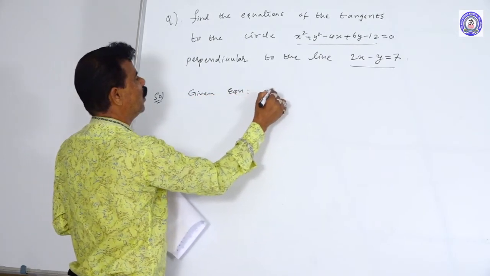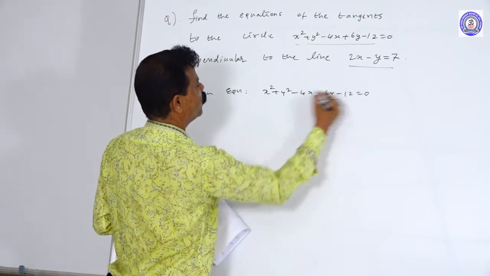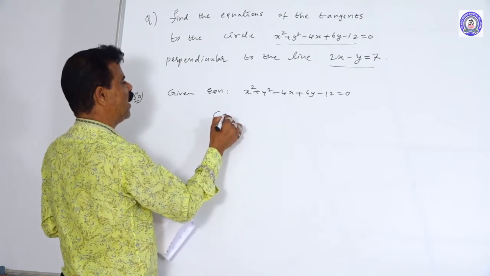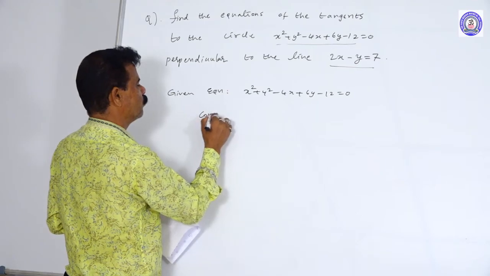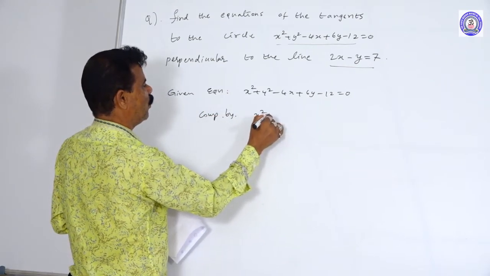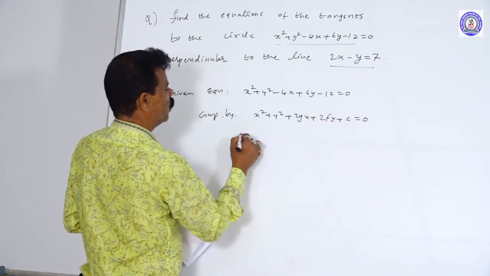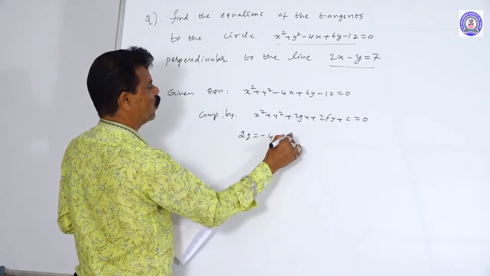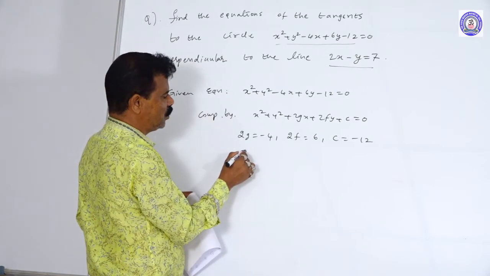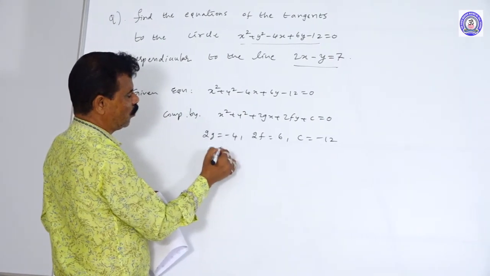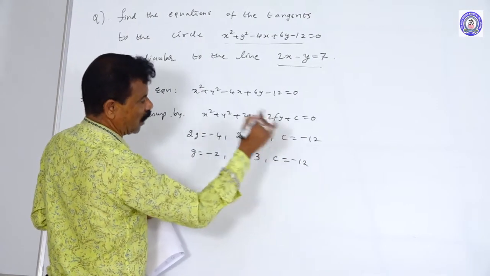Given equation x² + y² − 4x + 6y − 12 = 0. For this circle, to find the center and radius, compare with x² + y² + 2gx + 2fy + c = 0. Here 2g = −4, 2f = 6, c = −12. So g = −4/2 = −2, f = 6/2 = 3, c = −12.